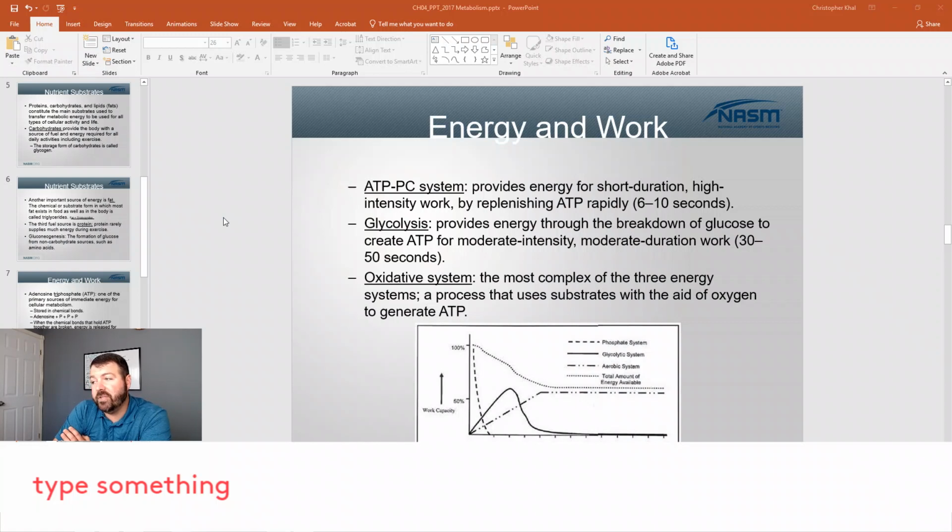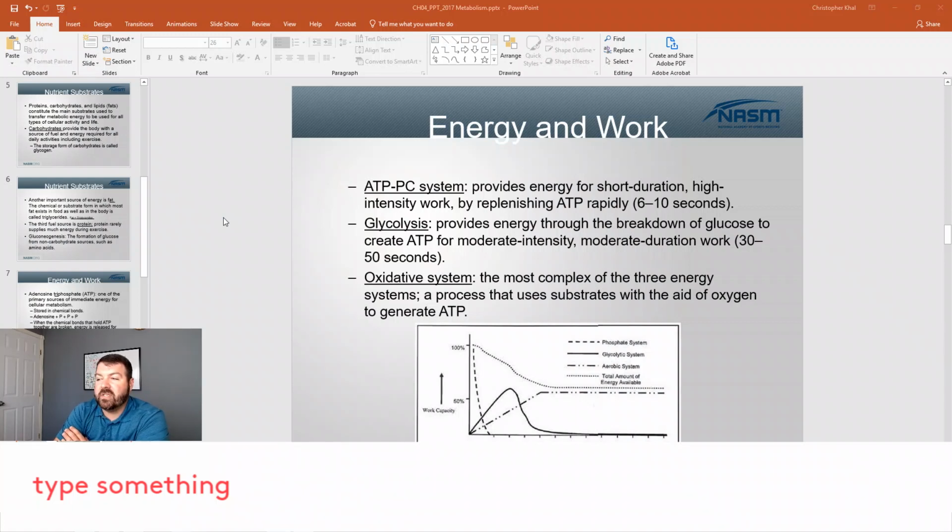ATP usually is diminished or exhausted within about 10 seconds. So this is that first initial sprint, that first initial quick movement. That is just all that little bit of reserve ATP that you have.